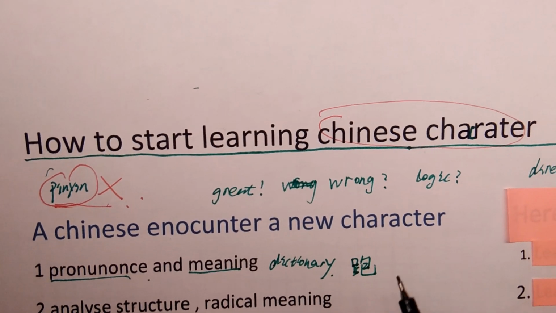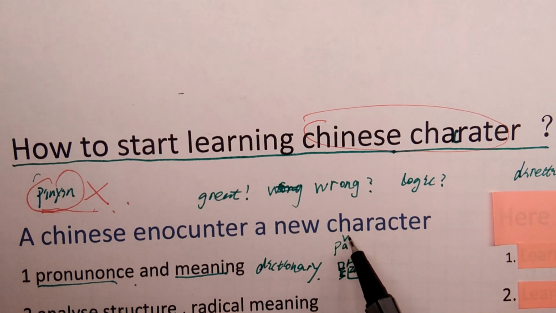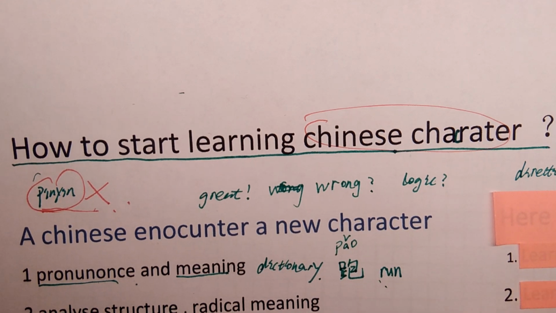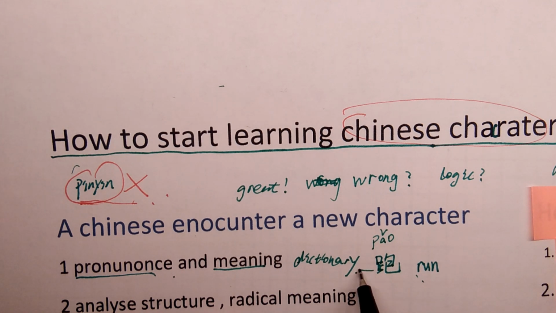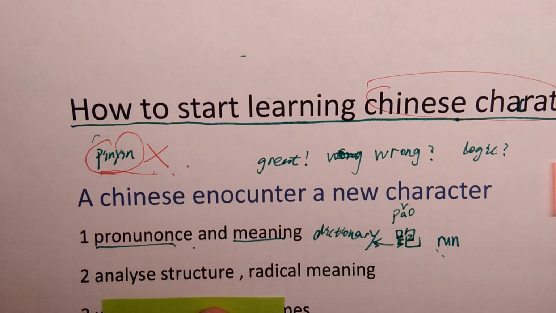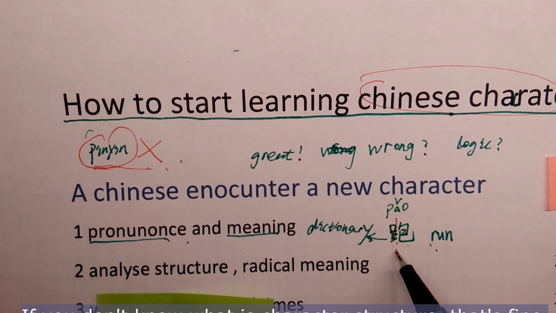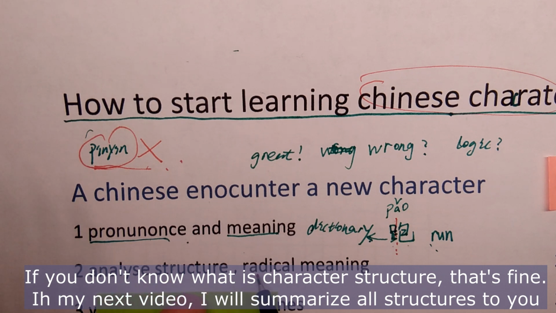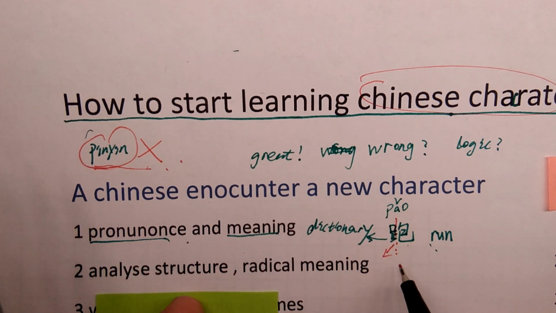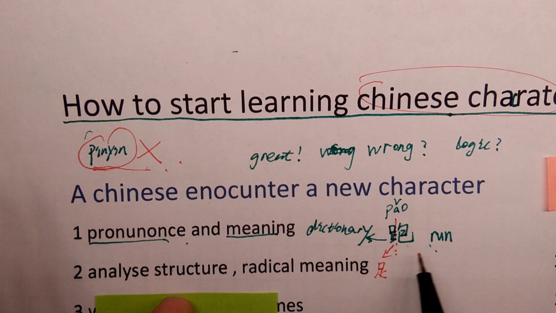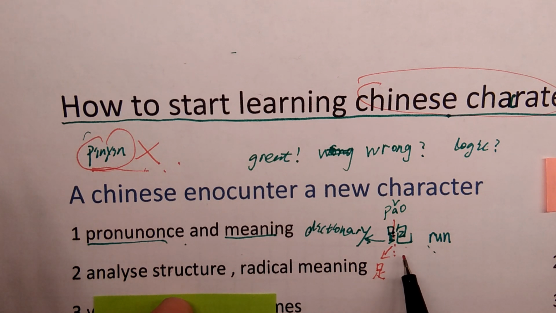Now let's assume that I don't know this character. Actually, it means pao in Chinese, meaning to run. So first I will look into the dictionary to find the pronunciation and meaning, right? For the next step, I will analyze the structure of this character. Here we can see that it's simply a left and right structure, and the radical here is 足, which means feet. So I will know that this character may be something related to feet.